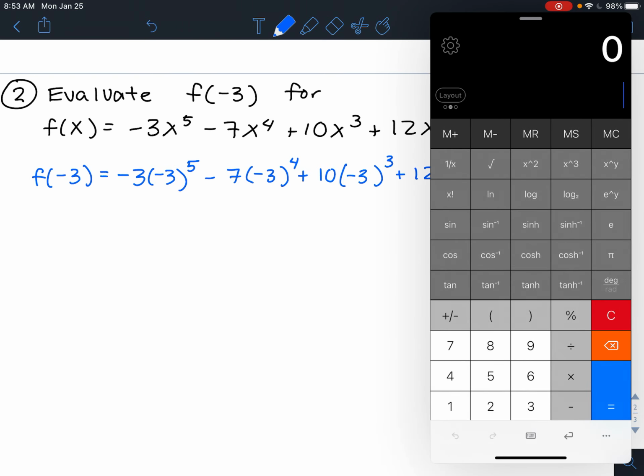Let's clear this out from the last one. We've got negative 3 times negative 3 raised to the 5th, minus 7 times negative 3 in parentheses raised to the 4th. Notice that I'm being really careful to put my parentheses around that negative 3, and the exponent goes on the outside. Where's my plus? Why can't I see the plus sign button?